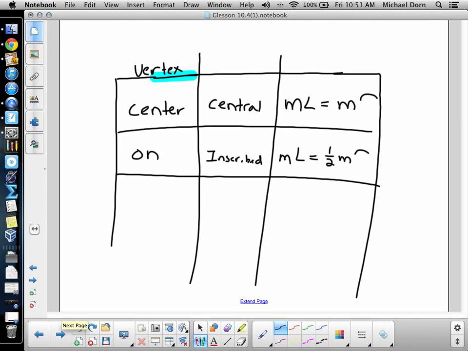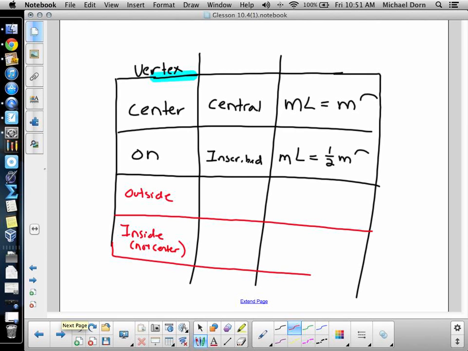That's part of what we're going to do. What we're going to learn later on is what happens when it is outside the circle and when it is inside but not at the center. Okay? That's what we still have to learn. So we're going to wind up with 4 different formulas based on where the vertex of the angle is. And that's going to be our key component. Where is that vertex?